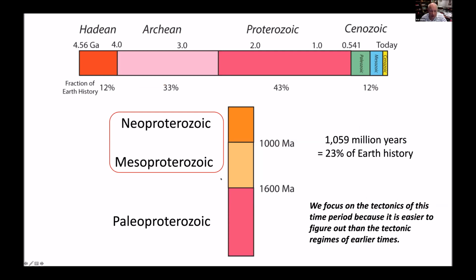So just to remind you when the Neoproterozoic and Mesoproterozoic were, this is over 1 billion years, or almost a quarter of Earth history. And we focus on the tectonics of this time period because it's easier to figure out than the tectonic regimes of earlier times.